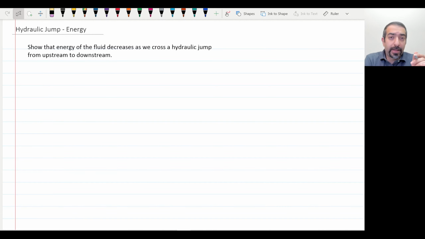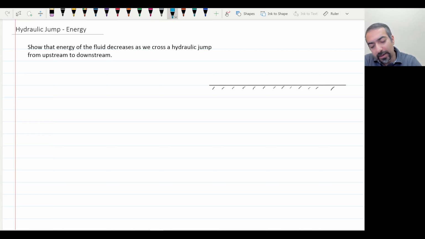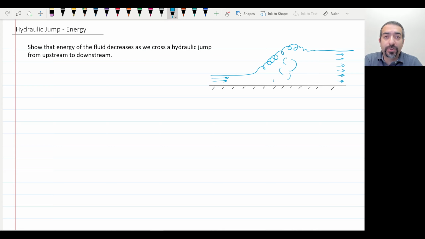Here we would like to look at the energy across a hydraulic jump. Basically, what happens to the energy of fluid particles as we go from upstream to the downstream. Let me again start by drawing our famous schematic. So this is the rigid flat surface, and then we have a stream coming, and then complications, all sorts of things, and then the downstream side. So the question is, what's the relationship between the energy of upstream and downstream?